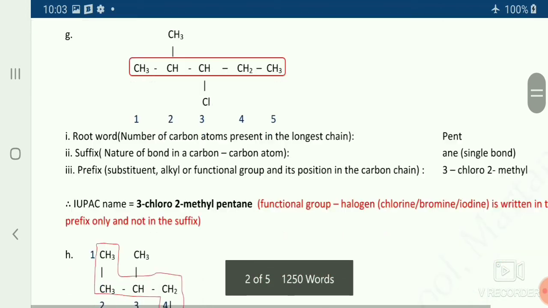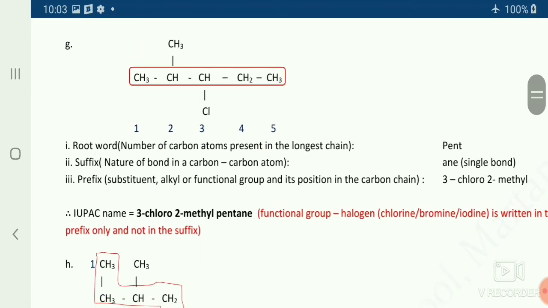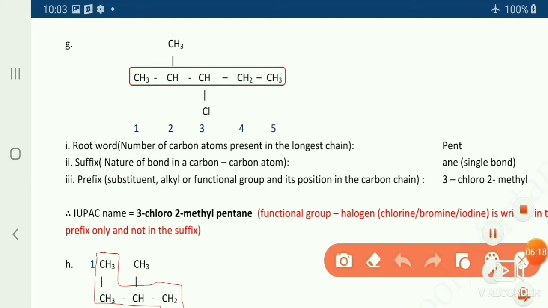Next we have a branch there. We have the longest chain given out there in red, as you can see. Clear? So let's count. 1, 2, 3, 4, 5. 5 means meth, eth, prop, but, pent. So the root word is pent. See the bond, all are single bonds. This is single, this is single, this is single, this is single. So the single bond is ane.